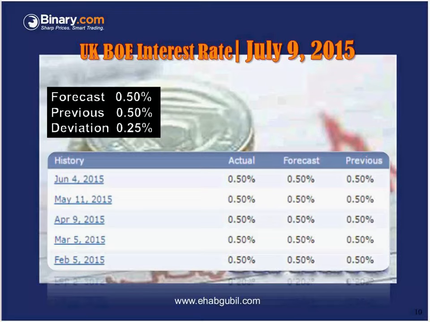First, remember, the UK BOE interest rate is forecast to be 0.5%. Previously, it was 0.5%. And another important thing is the APT, or asset purchasing target, forecast to be 375 billion. Previously, it was 375. So now, how to trade this news?